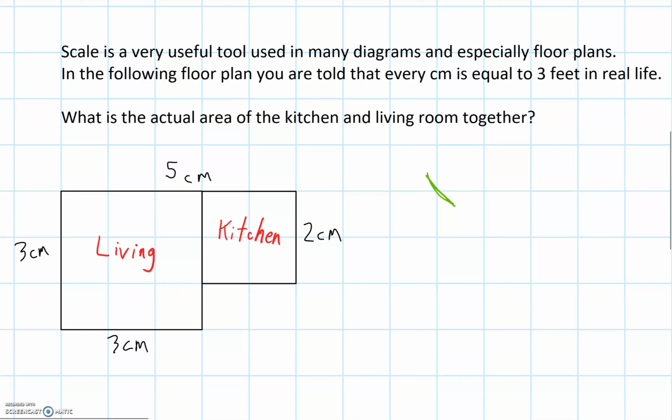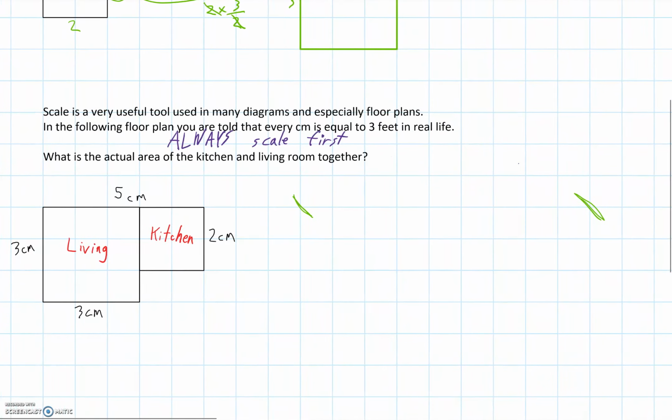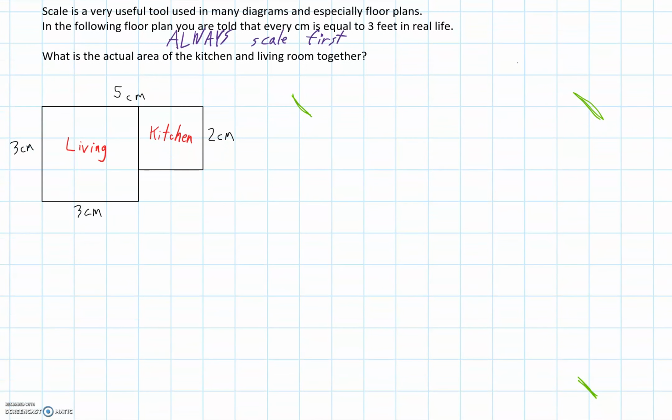So this is a really, really important note here. You always scale first, okay? Because scale factor has to do with the length, the width, and the height of a shape, but does not have to do with the area or the volume. Area and volume are calculated afterwards, okay? That is very, very key here. So with that piece of information, let's start calculating some things.